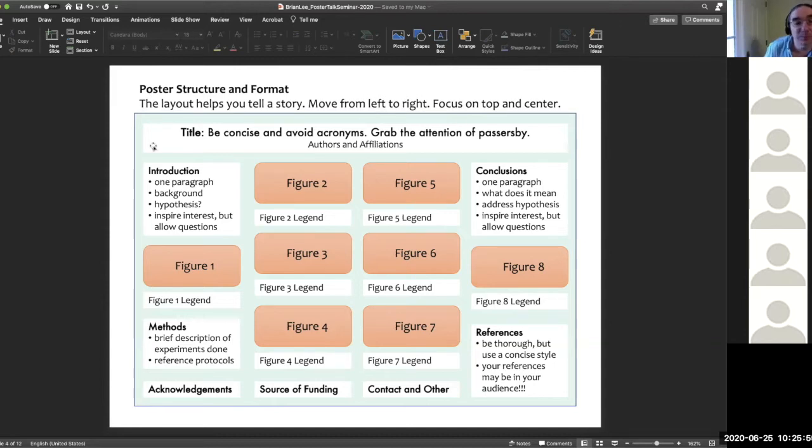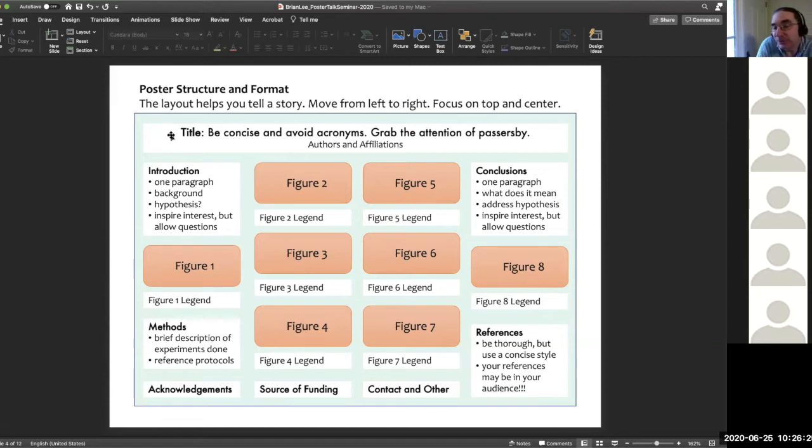So at the top, we have the title. The title should be concise. As much as possible, try not to include acronyms. I know if you're doing biochemistry research, that's very difficult because everything is named by their acronyms, and that's pretty much the only way anybody knows. In some cases, people don't know what the acronym actually is, or what the different letters actually stand for.